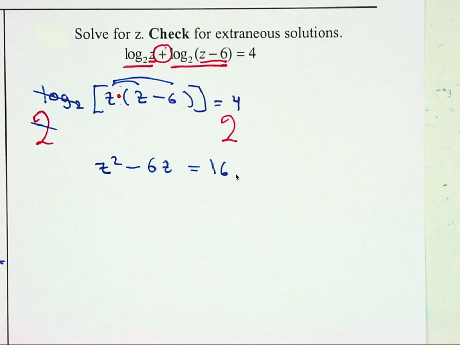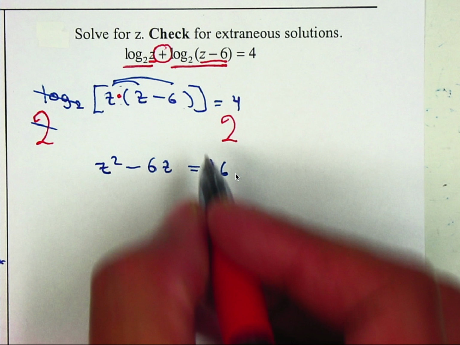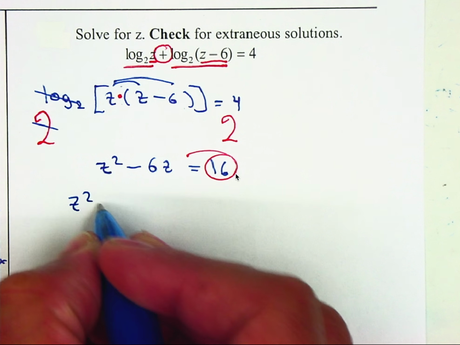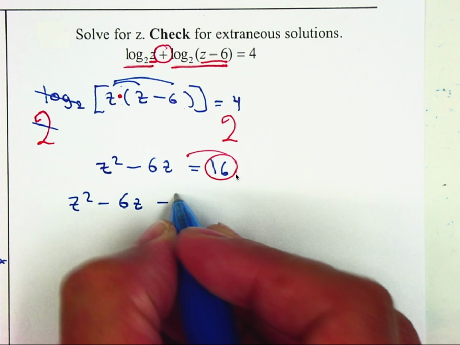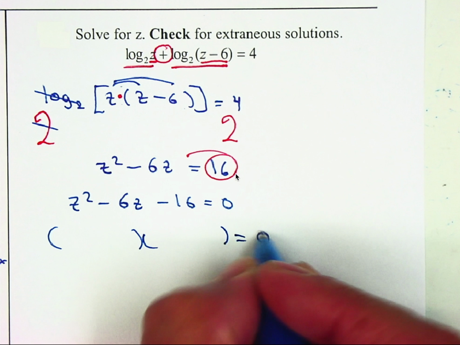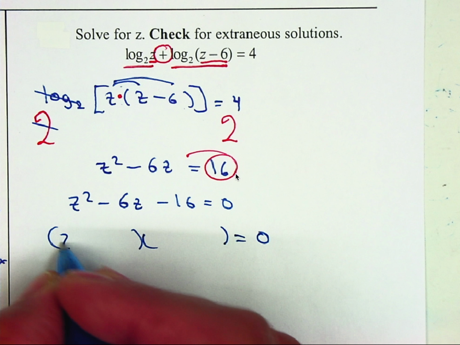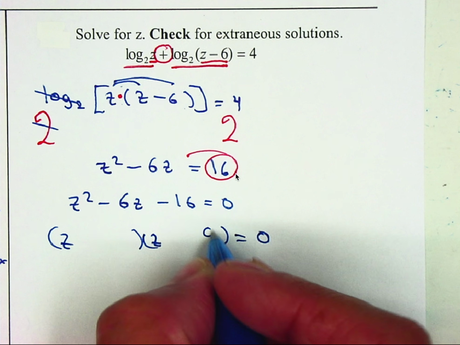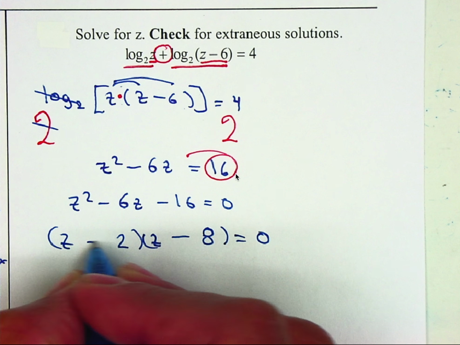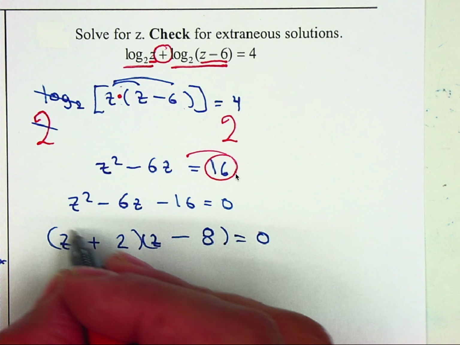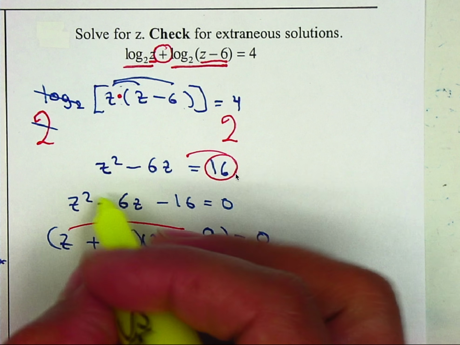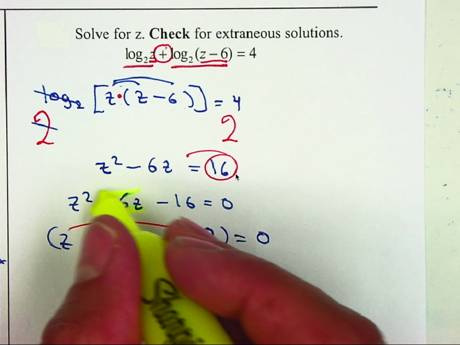And now I just need to solve a quadratic equation. I'm going to move my 16 to the left. It's a positive, becomes a negative. I'm going to see if I can factor this out. Factors of z squared will be z and z. Factors of 16 will be 8 and 2. Need to end up with a negative 6, so that'll be a negative 8 and a positive 2. Once I multiply it out, it should give me my middle term. And it does.